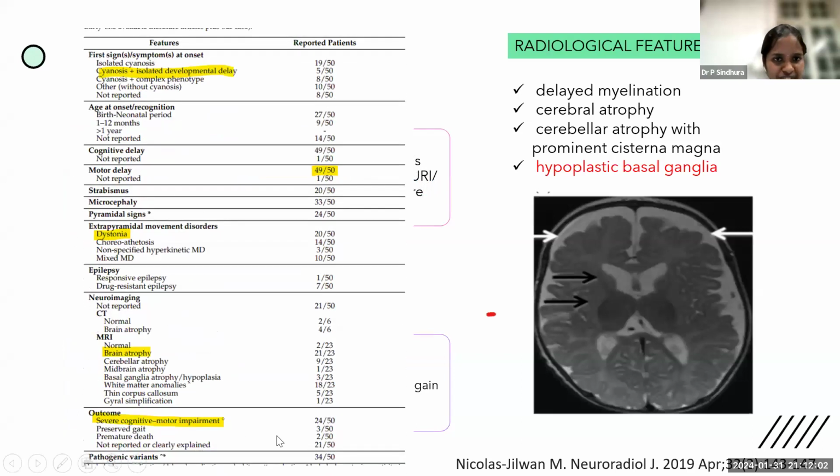This was the case review of the 50 cases, in which cyanosis and isolated delay were present in 5 cases at presentation, and motor delay was noted in 49 cases, and the predominant movement disorder was dystonia. And the predominant MRI finding was also brain atrophy.